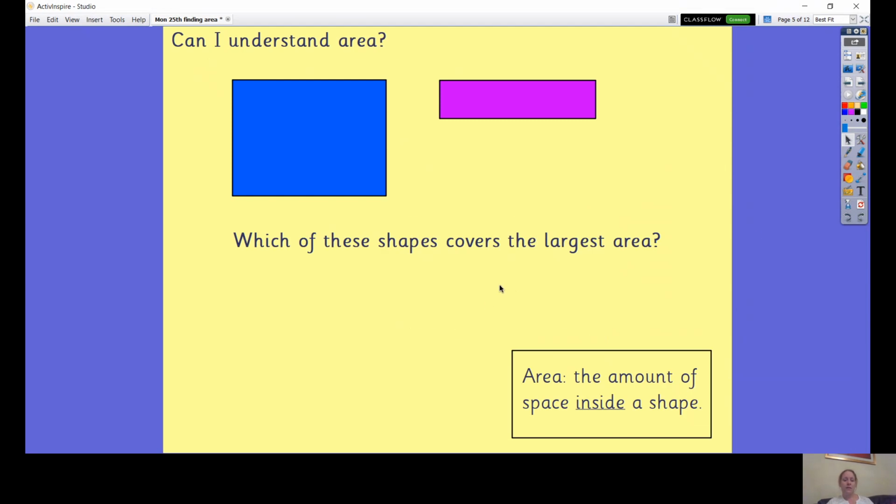So have a look at these two shapes. Which of these shapes covers the largest area? So if the area is the amount of space inside a shape, then this one, the blue one, has the largest area. So if you were thinking about on a little plan, if this was a playground, then the children playing on the blue section of the playground would have a bigger play area than the children playing on the purple section of the playground.